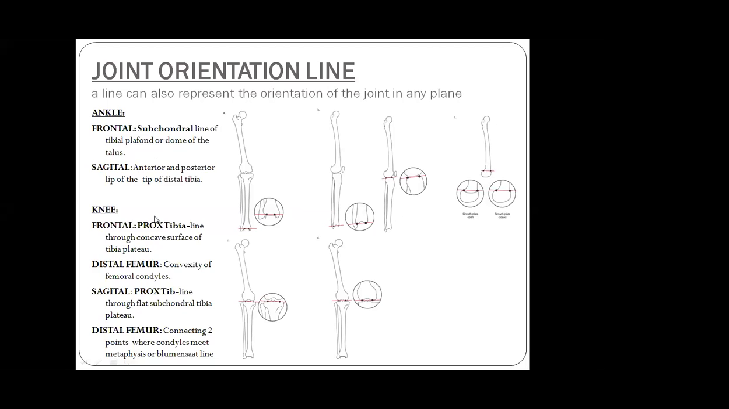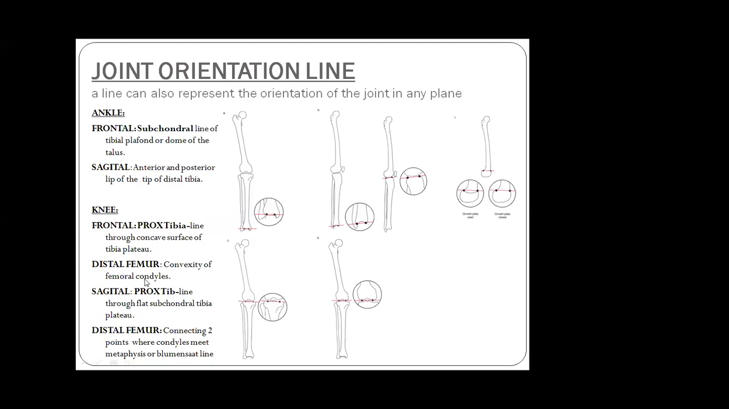Then in the knee joint, in the frontal plane, it contains two joint orientation lines, one at the level of the proximal tibia and one at the level of the distal femur. First I'll talk about the proximal tibia in the frontal plane. The joint orientation line can be drawn as the line passing through both the concave surfaces of the tibial plateau. Then in the sagittal plane, it is through the flat subchondral tibia, the line passing through the flat subchondral area of the tibial plateau.